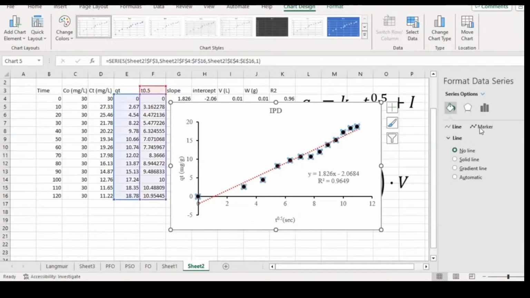So now this is our IPD model. Hopefully you understand how to plot the data in IPD model and interpret the data. If you obtained a negative intercept, then how you can explain that: it can be the combined effect of different systems. It can be due to the film diffusion process and the interaction between the film diffusion process and the surface reaction.